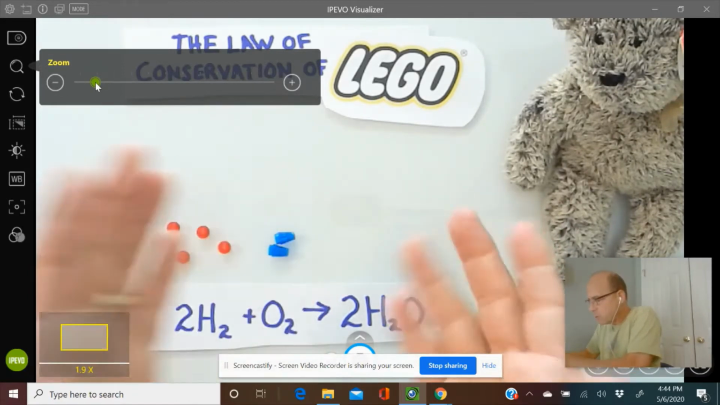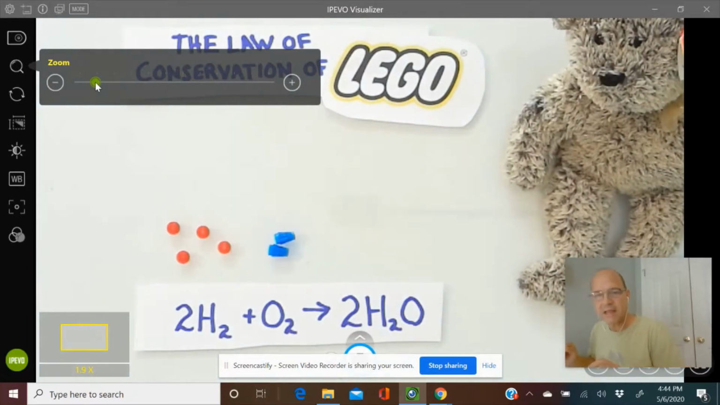the reaction. So remember, the law of conservation of mass states that we do not create or destroy matter. We just kind of mix it around and move it around and it becomes other things, right? So that's what chemistry is all about. So let's see how this works.